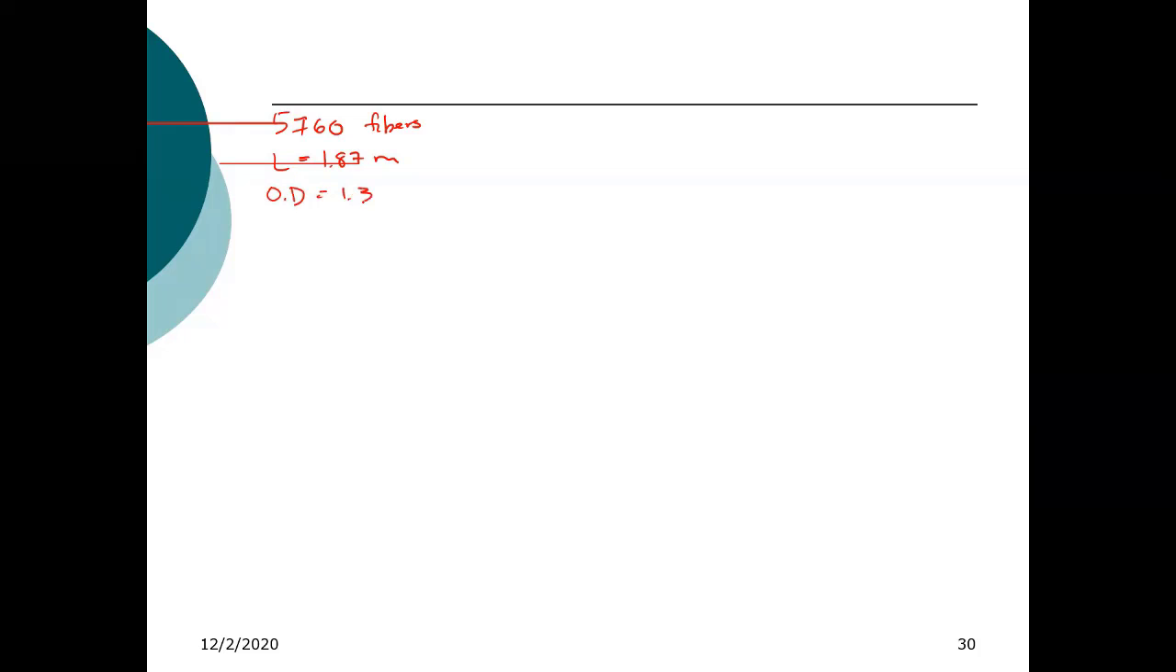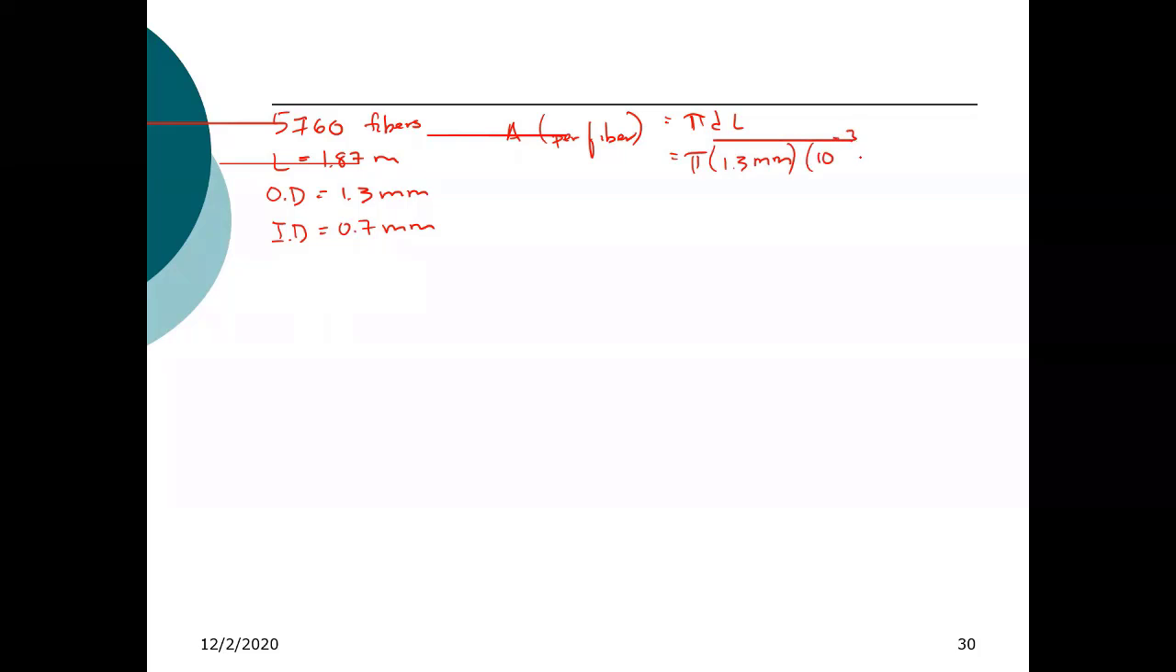Outside diameter is 1.3 millimeters. Inside diameter is 0.7 millimeters. So the area per fiber is pi d times the length. So that's pi times 1.3 millimeters times 10 to the minus 3 meters per millimeter times 1.87 meters. And that is 7.64 times 10 to the minus 3 meters squared per fiber.